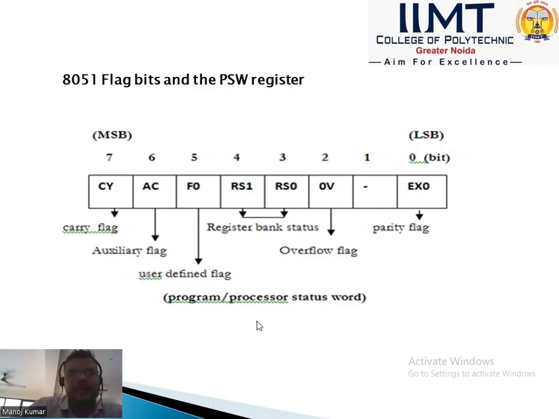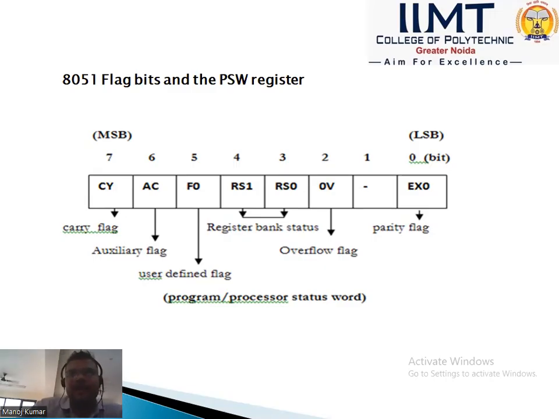In the program status word PSW, RS0 and RS1 select the register bank. RS1 RS0 equal to 00 selects bank 0, 01 selects bank 1, 10 selects bank 2, and both RS1 and RS0 equal to 1 selects bank 3. This is the selection of register banks.